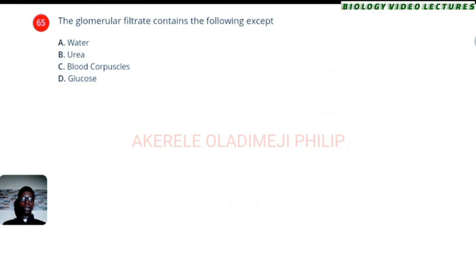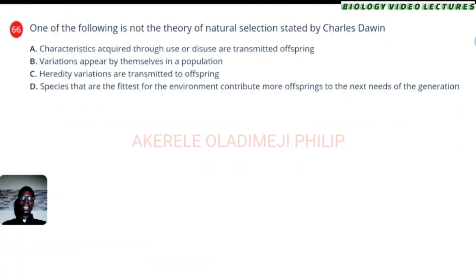The glomerular filtrate contains the following except: it contains water, it contains urea, it contains glucose, but will never contain blood corpuscles, except there's an infection in the glomerulus or something's wrong with the kidney or with the nephron. Like I did mention in this same year, glucose is not a waste product, but it escaped with the glomerular filtrate because of its size. However, it will be reabsorbed into the bloodstream. If it's not reabsorbed, that means there is an underlying defect, maybe such as diabetes mellitus.